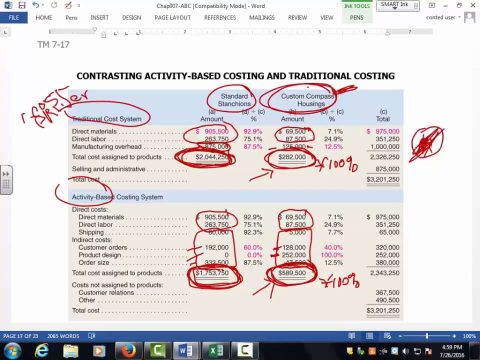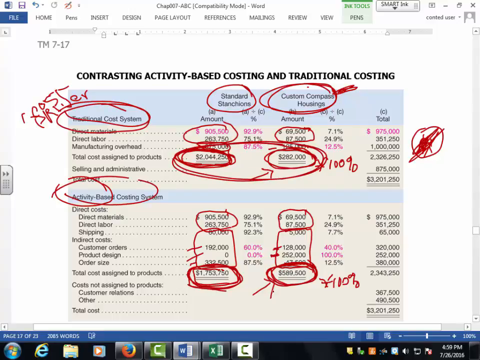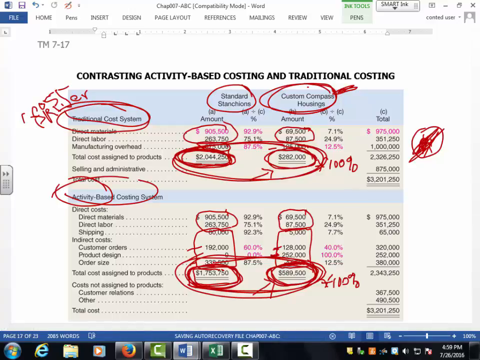Are you going to use a traditional method and say this is what it costs us to make? Or are you going to use activity-based costing and say these are our costs? It's a choice. Which one do you think is best? Hopefully that gives you a little bit of insight to the chapter.